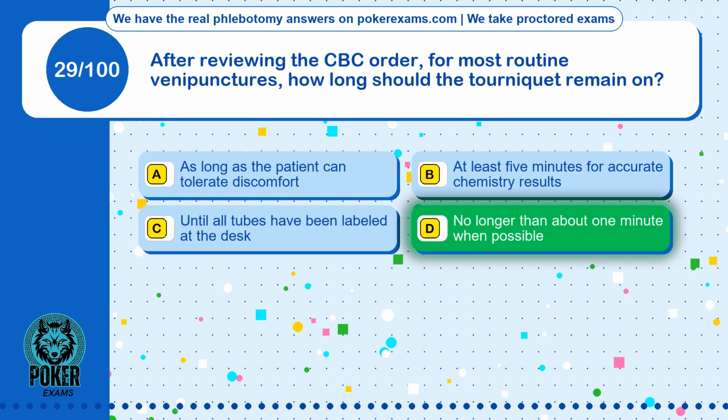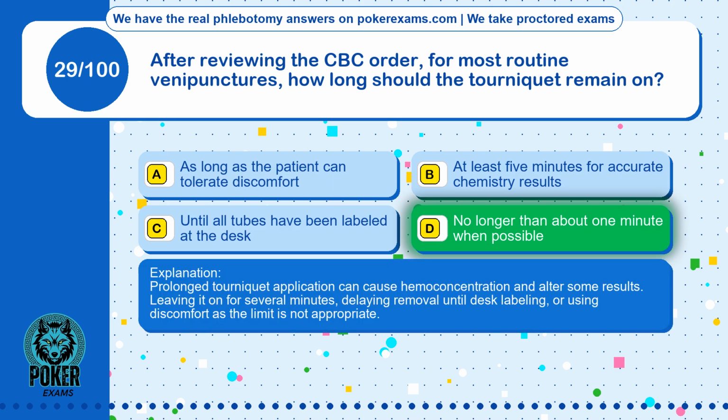The correct answer is option D, no longer than about 1 minute when possible. Prolonged tourniquet application can cause hemoconcentration and alter some results. Leaving it on for several minutes, delaying removal until desk labeling, or using discomfort as the limit is not appropriate.